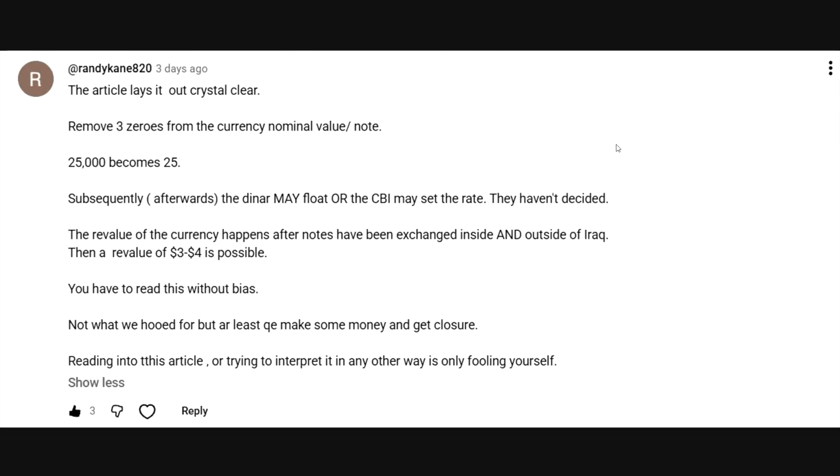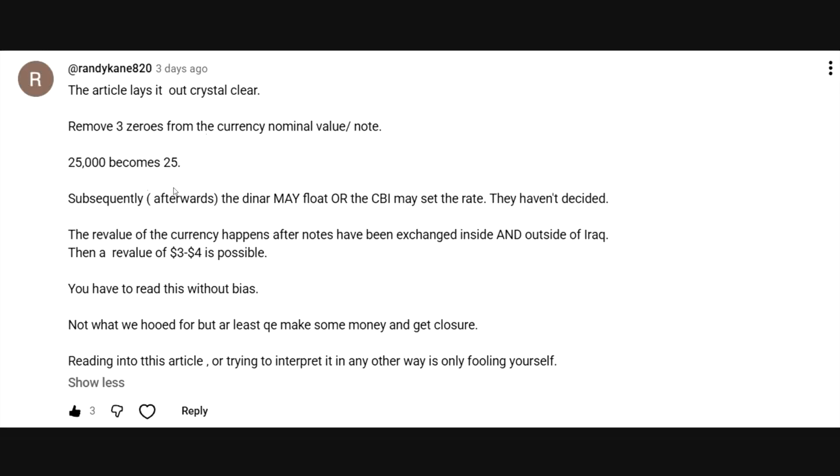Here's Randy. Randy says, the article lays it out crystal clear. Remove 3 zeros from the currency, the nominal value. Yes, people are confusing it for the exchange rate. There's a difference between what an exchange rate is and what the nominal value is. The nominal value is the amount on your banknote. The exchange rate is what you get to exchange your currency for another country's currency.